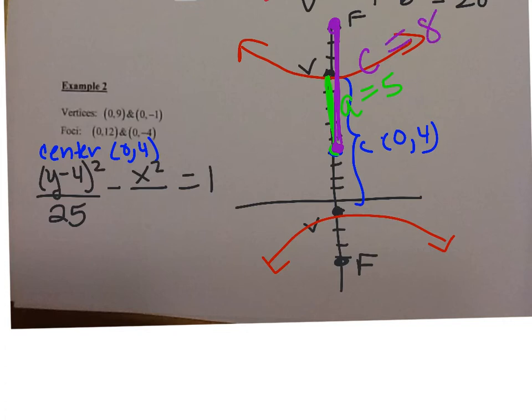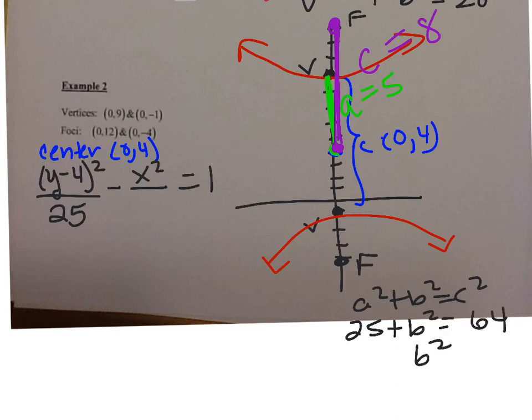All right, so the Pythagorean theorem is a squared plus b squared is equal to c squared. So a squared is 25 plus b squared equals 64. B squared is equal to 39. So 39 would go underneath the x squared.